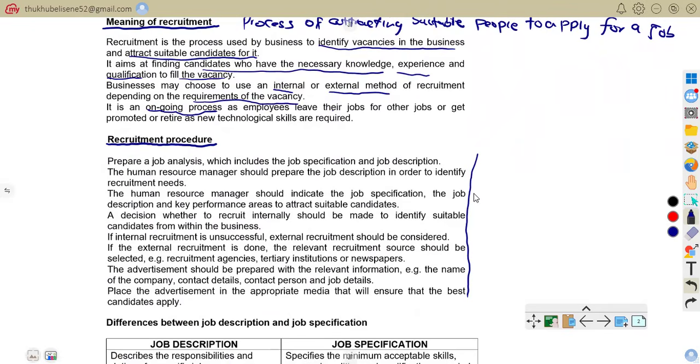by preparing a job analysis. You prepare a job analysis, and we know the components of job analysis are job description and job specification.